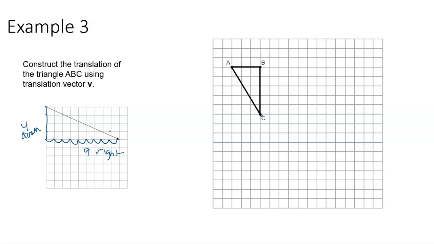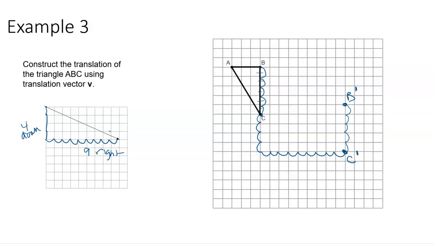So let's start with C. We're going to go down 1, 2, 3, 4, and to the right 1, 2, 3, 4, 5, 6, 7, 8, 9. Now, again, you could do that with every point, or you could rebuild. Here, point B is going to be 5 above. This should be C prime, B prime.